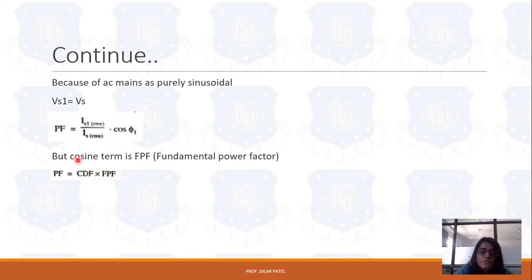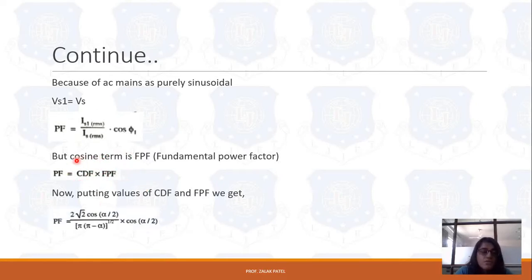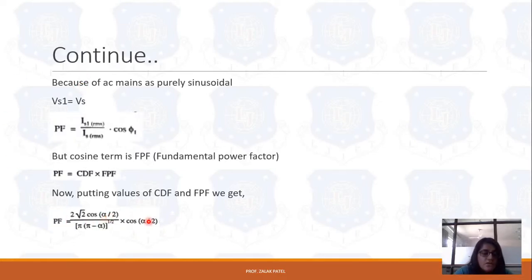We have both the values, CDF as well as FPF. So simply put the values of CDF and FPF in this equation. In place of CDF we can write 2√2 cos alpha by 2 upon pi into (pi minus alpha) raised to 1 by 2, into, in place of FPF, cos alpha by 2. Now in the last equation, if you see this cos alpha by 2 and cos alpha by 2, it becomes cos square alpha by 2.